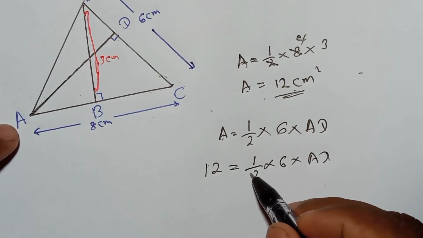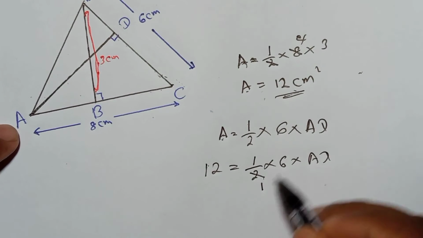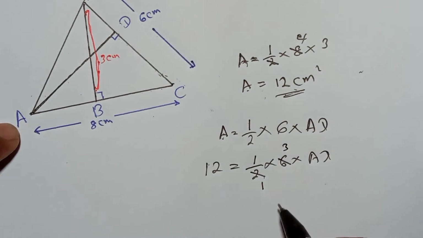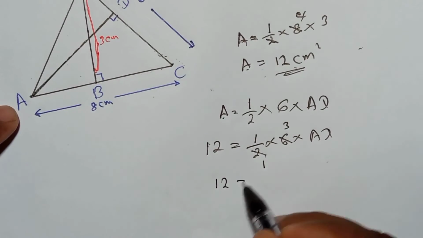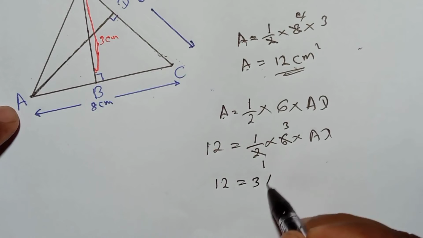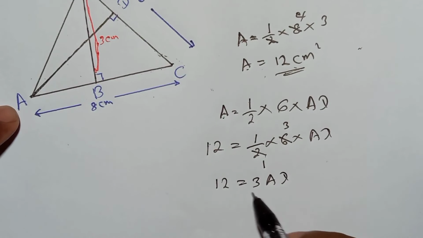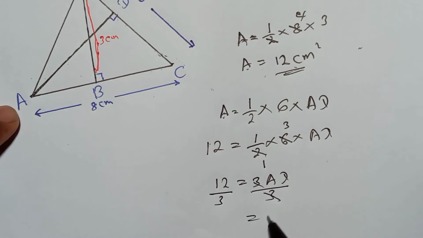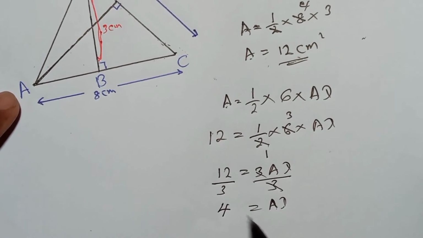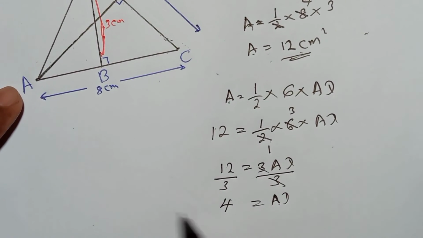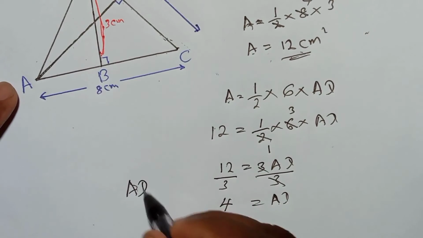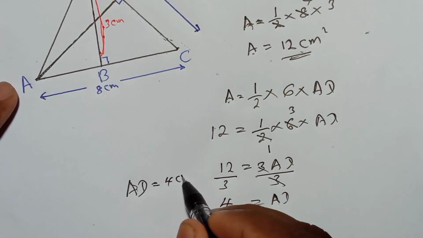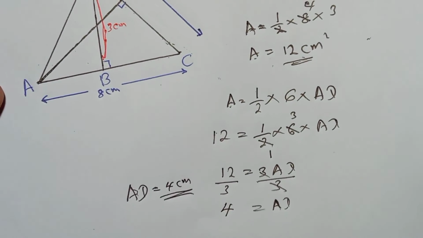Now you can cancel this. How many 2s are there in 2? One. How many 2s are there in 6? It's 3. So here you have 12 equals 3 AD, right? Now to get AD, divide both sides by 3. So AD will be equal to 12 divided by 3, which means 4, right? That means 4 centimeter. I will write here AD equals 4 centimeter. That's the answer for AD.